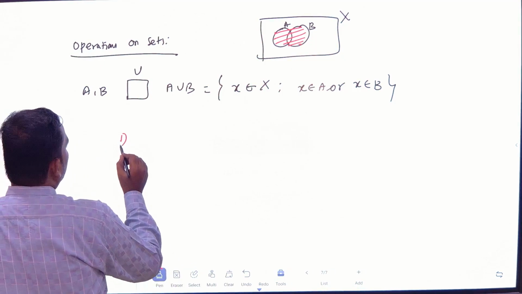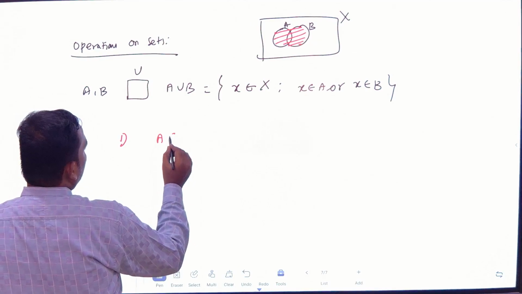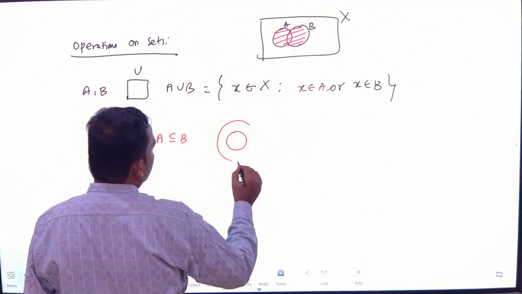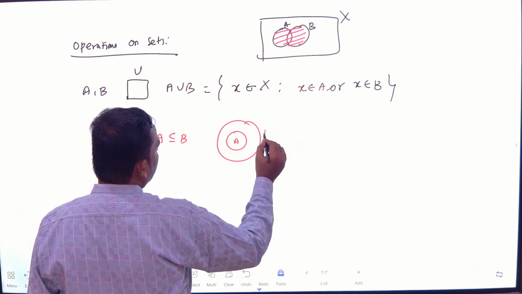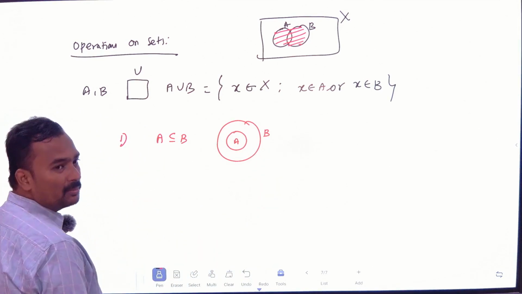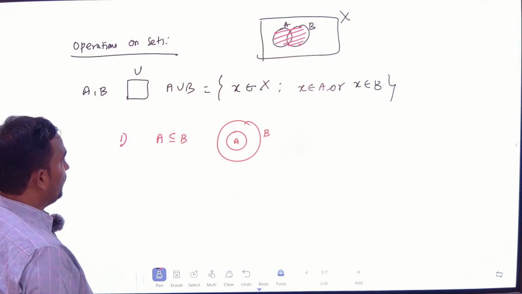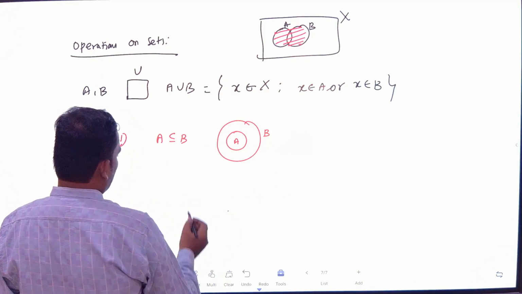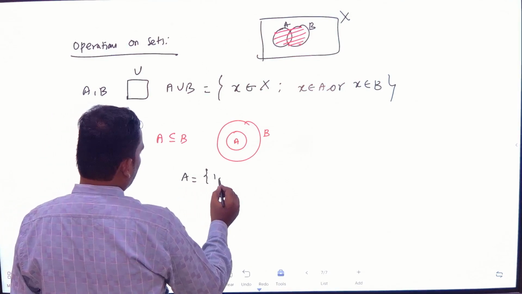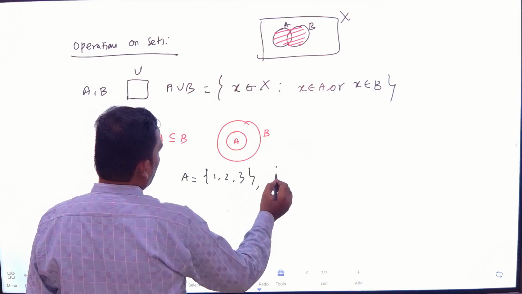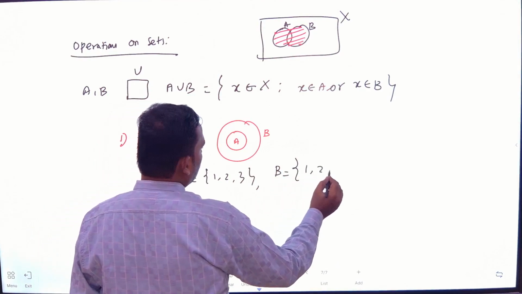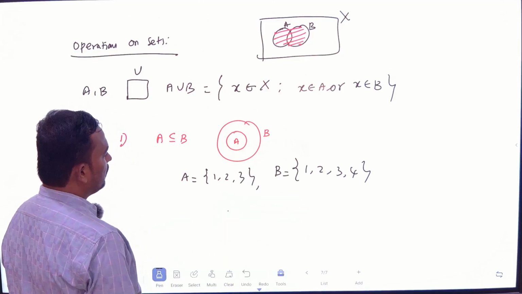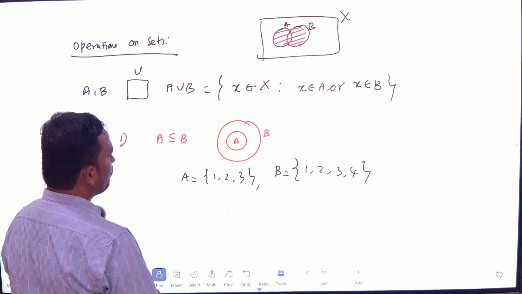Suppose the first case, A is a subset of B, right? Suppose this is A, this is B. What is A union B? Either A or B, right? Understood? For example, here A is equal to {1, 2, 3}, and let's take B is equal to {1, 2, 3, 4}. Every element in A will be there in B. Therefore, A is a subset of B.